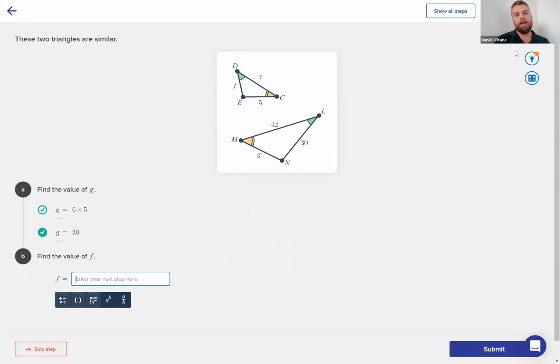Now I can find the value of f in the original triangle, because f sits between the green angle and the unknown angle.